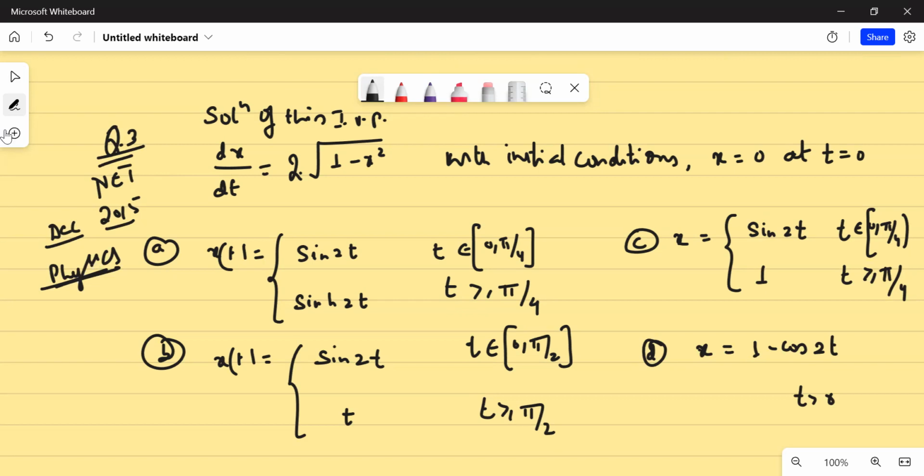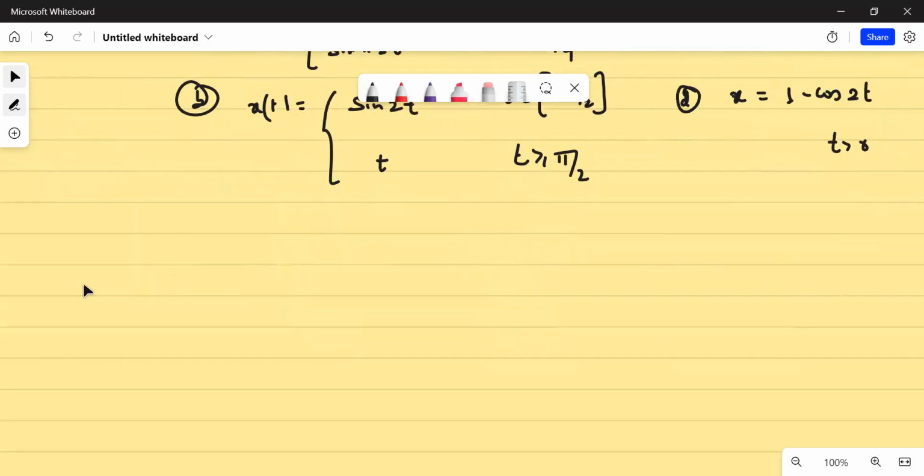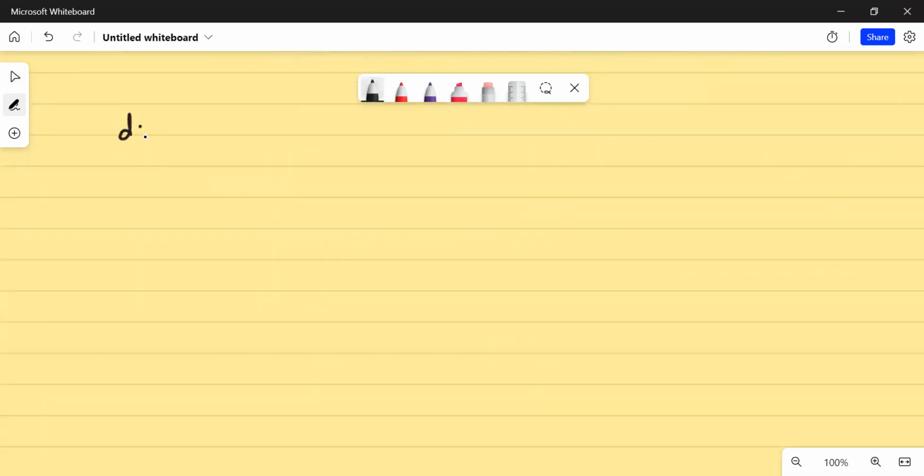So how to go about it? I hope it is clear. I mean, is the question clear? Or is that not clear? Clear, sir. Okay, so let us solve this differential equation. The given differential equation is dx by dt equals twice root over 1 minus x squared.